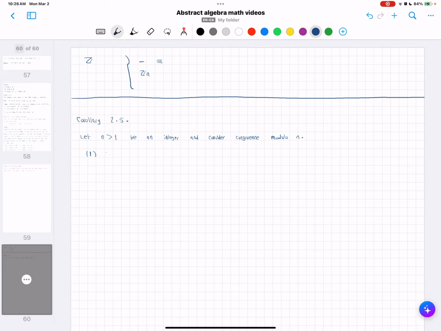So if a is an integer, we can always consider all the classes of a. That gives us all the possible congruence classes, but we might get sets being replicated because we have this property that two congruence classes modulo n are either disjoint or identical. So we might get a process that repeats.